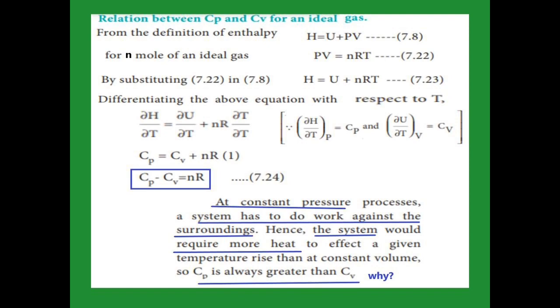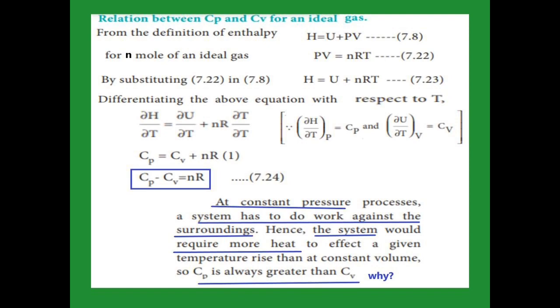Now we are going to see the relationship between Cp and Cv for an ideal gas. What is H? Enthalpy. The enthalpy equation is H equal to U plus PV, which is equation 7.8, and PV equals nRT for an ideal gas. Instead of PV in equation 7.8, we write nRT. Now we get equation 7.23: H equal to U plus nRT. Now we differentiate equation 7.23 with respect to temperature T. So we get dou H by dou T equal to dou U by dou T plus nR dou T by dou T.